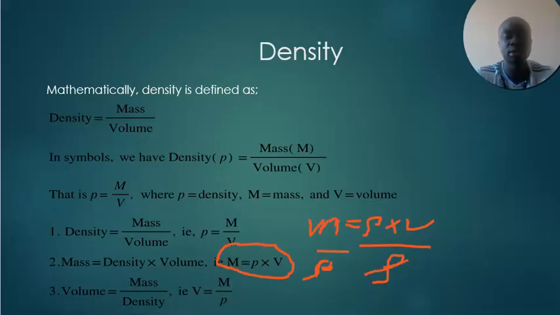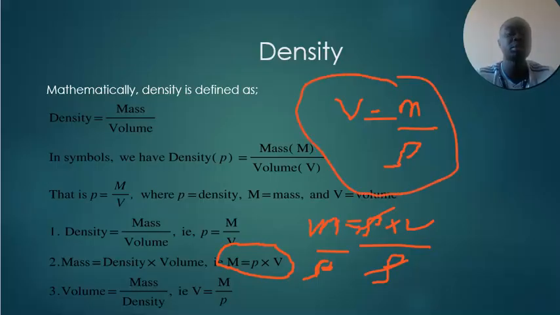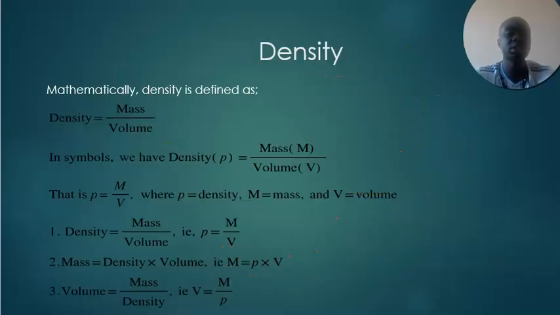This one will cancel this, leaving our volume to be equal to our mass over our density. And this is what we are talking about. So we can also make change of subjects and you get that. So that is how it is done. It is very simple.